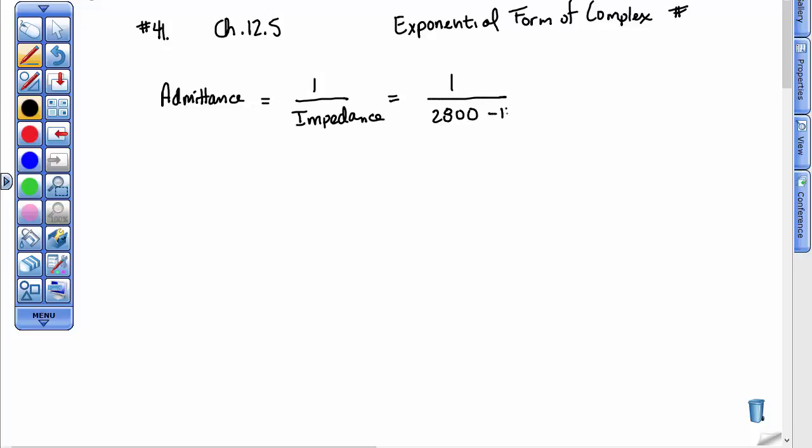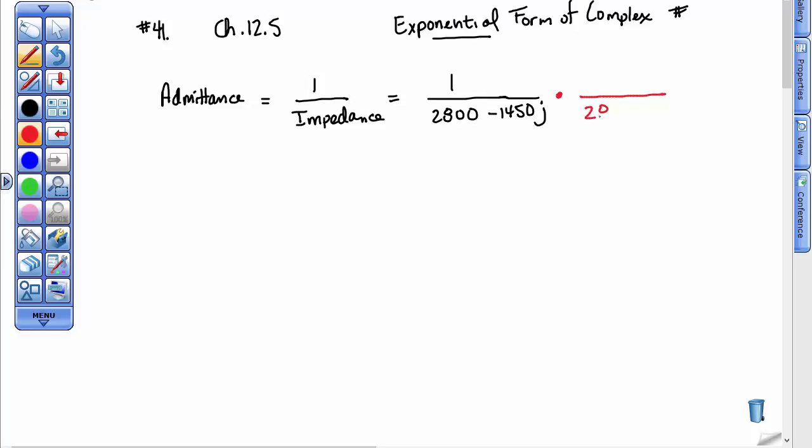minus 1450j, then find the value for the admittance, which is the reciprocal of this, so it's 1 divided by that, in exponential form. There's two ways to go about this problem, and my first gut reaction was to multiply it by the conjugate of the denominator.